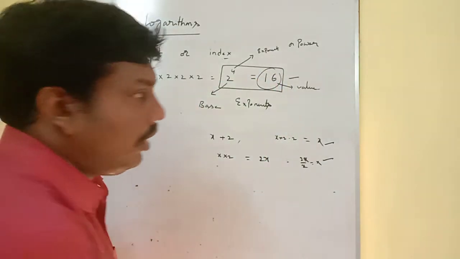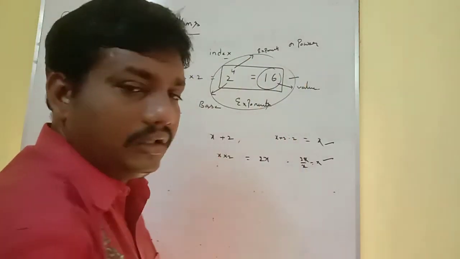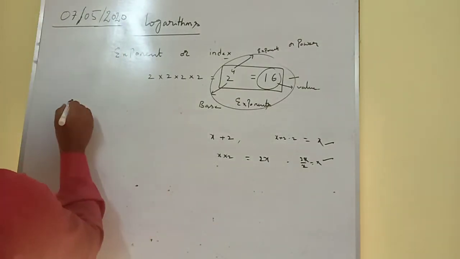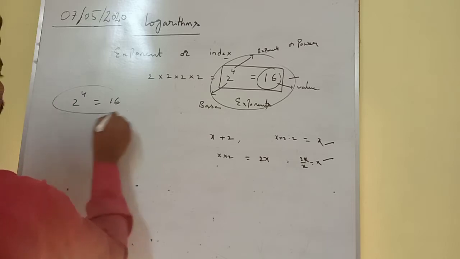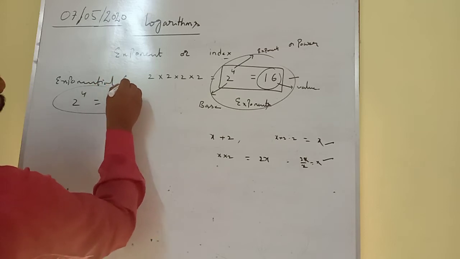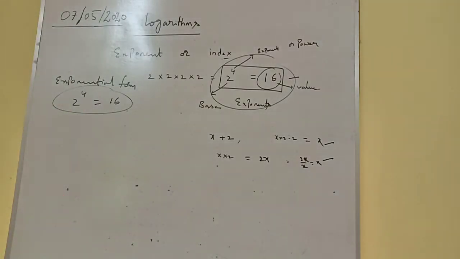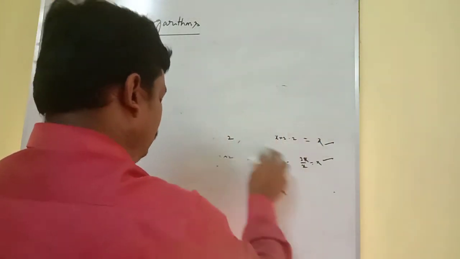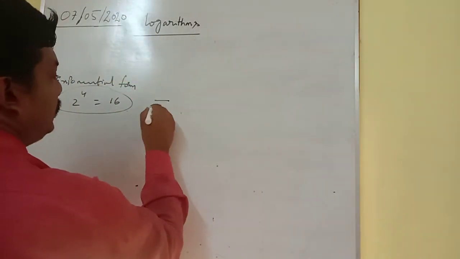Now how do we change exponents into logarithms? Suppose we observe that 2 power 4 is equal to 16. This is the exponential form. So what is the logarithmic form here? Let us see.